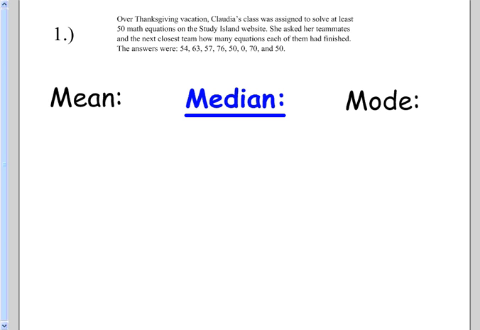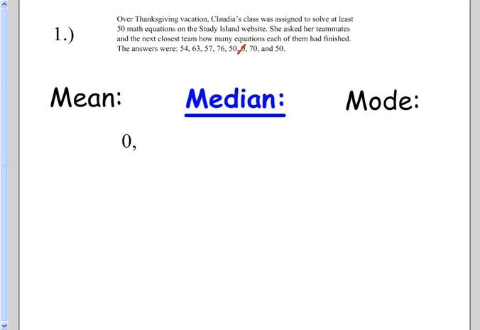And here we've already found the mean in the first video. Here we're going to be looking at the median. To find the median, we want to be able to put the numbers in order from least to greatest, and then find which one is right in the middle. Let's put them in order.